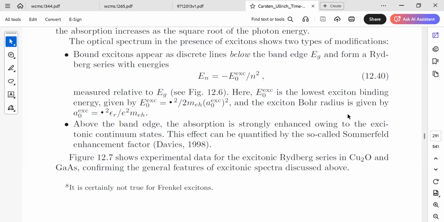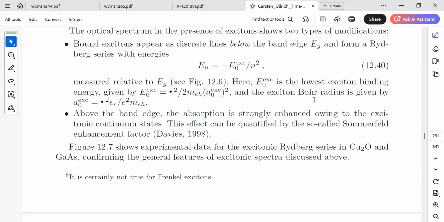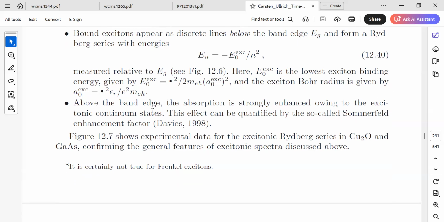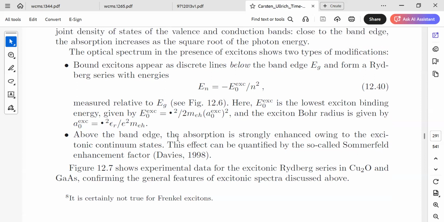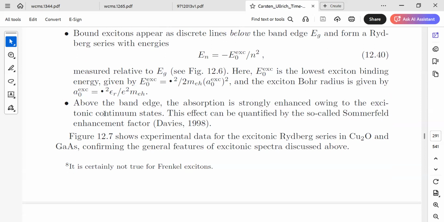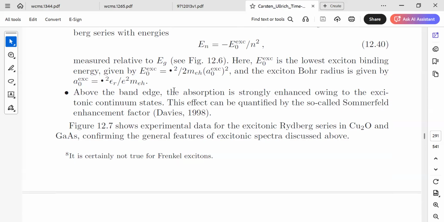Here E_0 is the lowest exciton binding energy given by this formula, and the exciton Bohr radius is given by this. Is this a dot or what? I saw something like a dot with a square. Yes, okay, so it's just a dot, something special to the excitons.